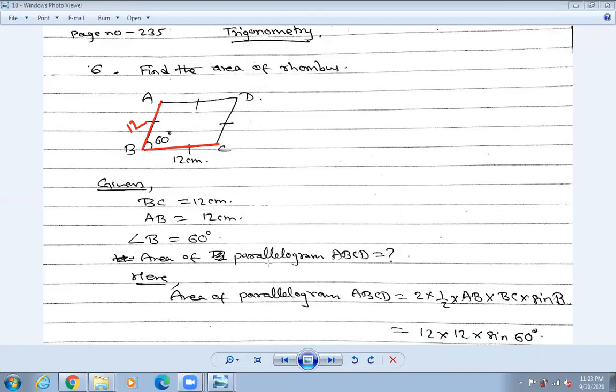So area of rhombus or the parallelogram. Let us write rhombus. Okay, so you can cancel this one and just write rhombus. A rhombus is a special kind of parallelogram. So if all sides are equal in case of parallelogram, then that is called rhombus. Writing parallelogram here also makes no difference. So area of parallelogram and rhombus.